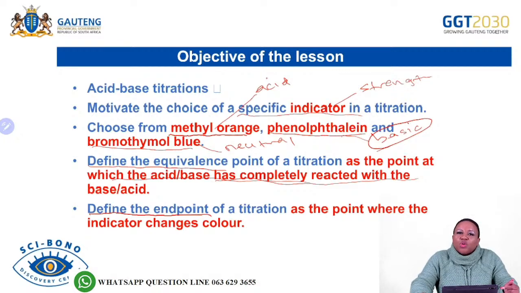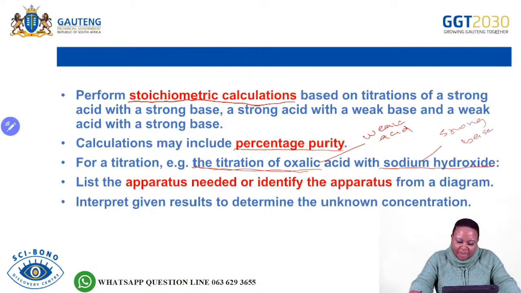Therefore, as you are going to perform those experiments, definitely a suitable indicator is very important for you to choose because the color must change based on the strength of the acid and the base that are reacting.